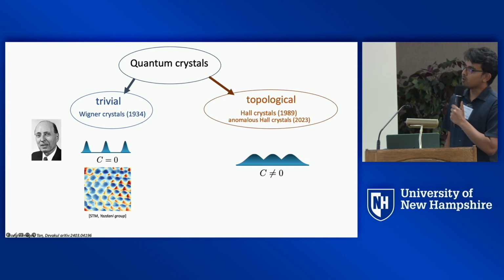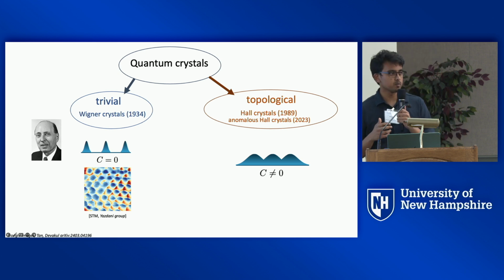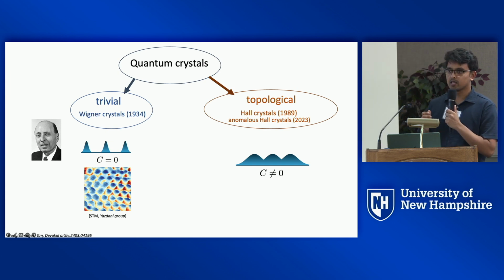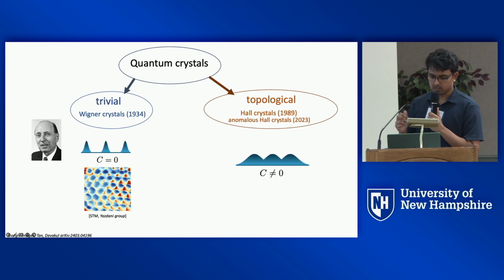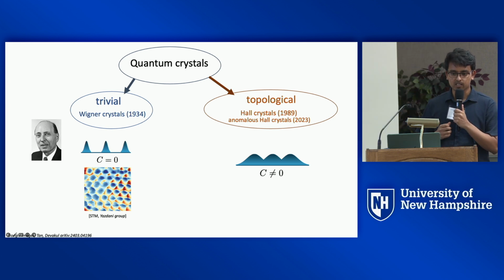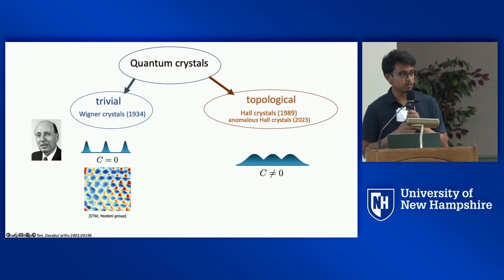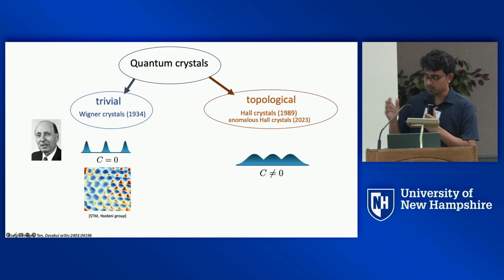So I want to start a bit more broadly with quantum crystals. Quantum crystals are quantum phases of matter where the translation symmetry is spontaneously broken by interactions to some lattice. And in 2 dimensions, we can classify them into 2 broad classes, one which I'm calling trivial and one topological. The trivial quantum crystals, also known as Wigner crystals, are by far the more well-studied, and they were first theorized in 1934, and they have a rich history, and they were recently observed in some really interesting experiments, just flashing some data here, some STM data.